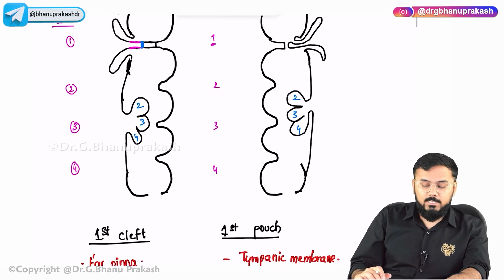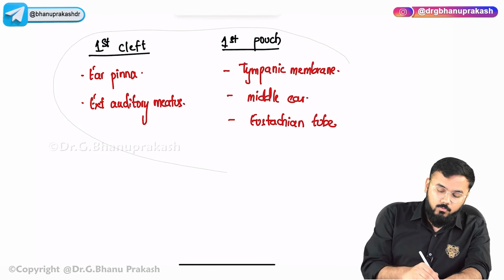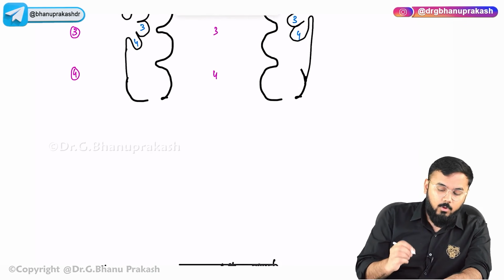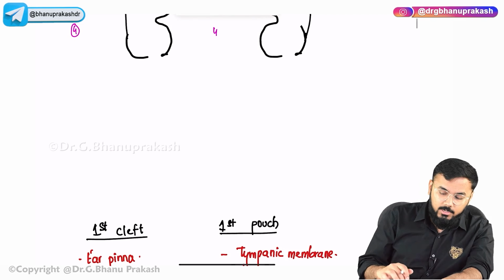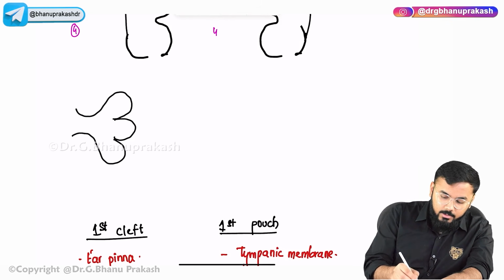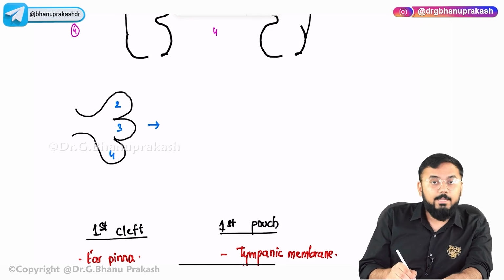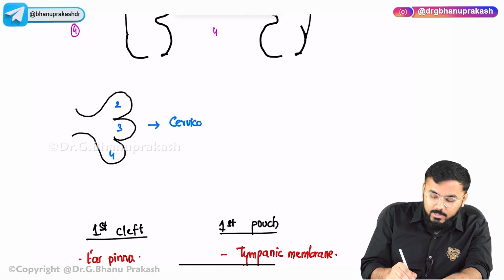Okay. Now what is happening because of this invagination? That is very, very important to know. Now because of this particular invagination, all of you just look here. This is your second, this is your third, this is your fourth. Now this will later on form a sinus called cervical sinus.